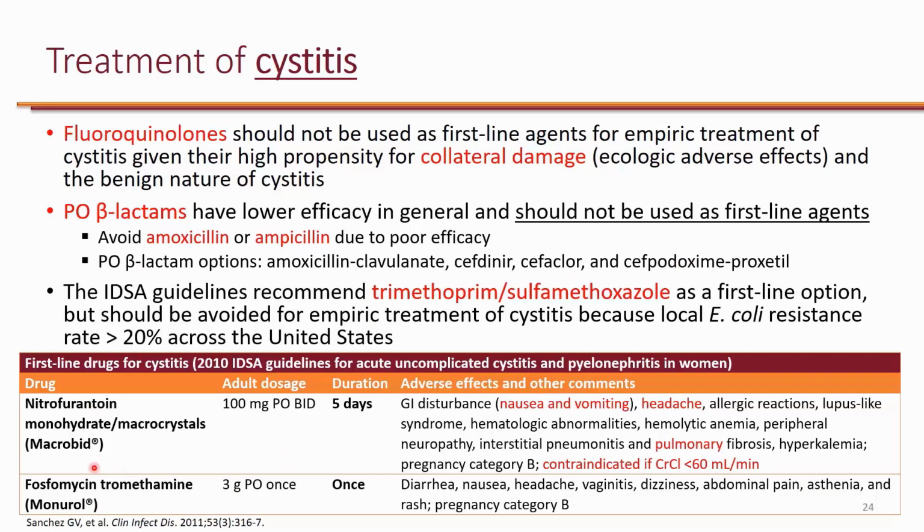But if you can use these two, that's what you want to do because of the increased efficacy. PO beta lactams have inferior efficacy, but they'll work. You're more likely to get recurrent cystitis if you use PO beta lactams as opposed to these two agents. Now, a lot of doctors, of course, like to use ciprofloxacin because it's PO, but it's our job to remind them of the collateral damage of ciprofloxacin, and they should not use ciprofloxacin.